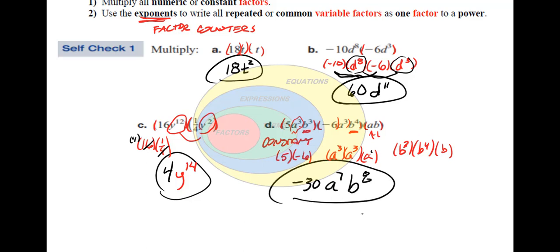So again, since we're multiplying all these factors together, we can multiply in any order. We're going to multiply all the constant factors first, and then use powers to basically count up all the repeated variable factors.